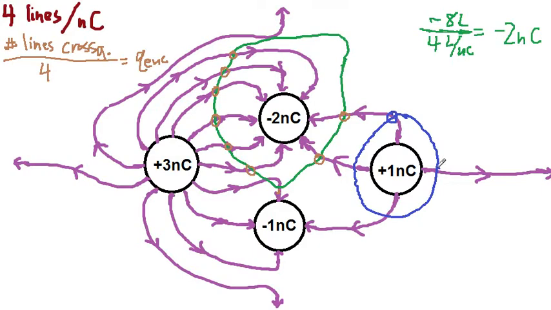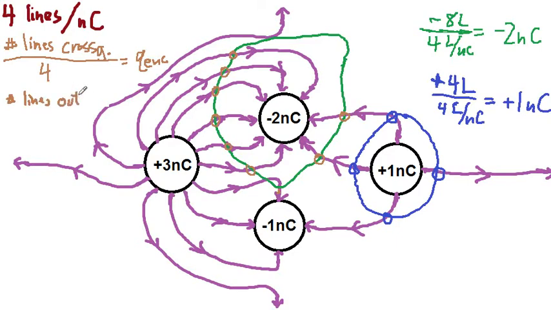Okay? Now, just to see if we've got this idea, I'm going to draw another one. Let's see if I can get a thicker marker. I don't know. Let's draw one around this guy, in blue. How many lines do we have crossing this guy? 1. This is going out, right? 1 out, 2 out, 3 out, 4 out. So for the total, I'm going to call outs positive and ins negative. So this guy is +4 lines divided by 4 lines per nanocoulomb, and that gives us +1 nanocoulomb enclosed. And look, that's what we have, right?